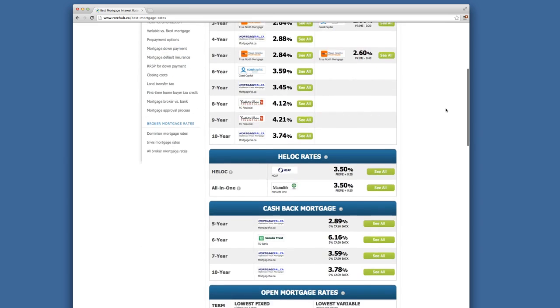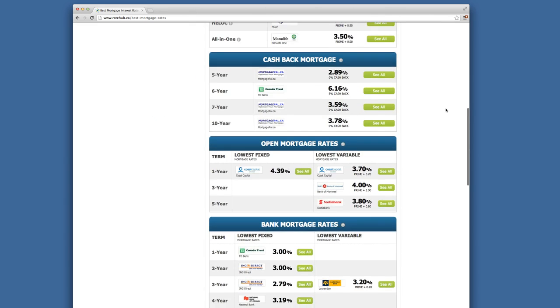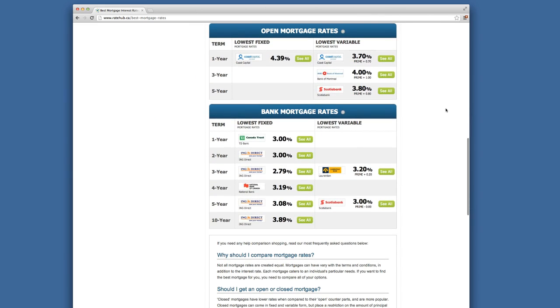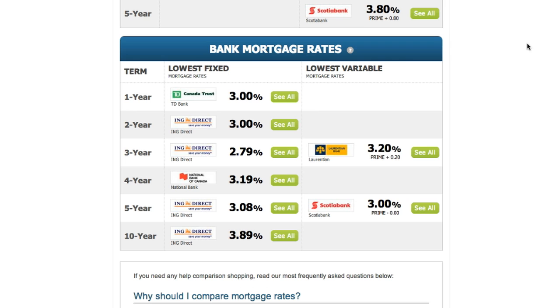Most people borrow money from a bank to buy a home. This is called a mortgage. Mortgage rates are different from bank to bank, so check around for the best rates.